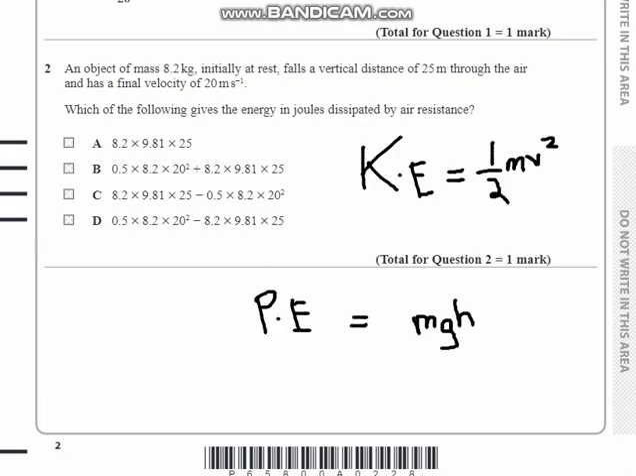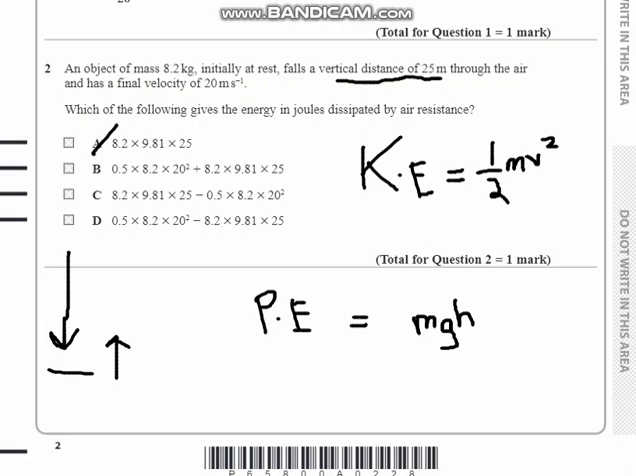Now the reason A can't be our option is because it only accounts for potential energy and not kinetic energy. Why? Because it is falling a vertical distance of 25 meter. It means that the potential energy is decreasing. Whenever something falls down to the ground, its kinetic energy increases and potential energy decreases. So A can't be the option.